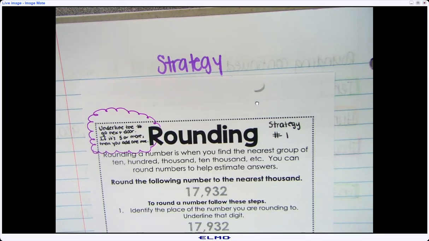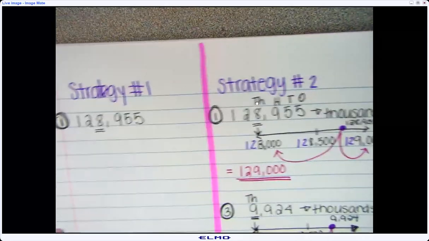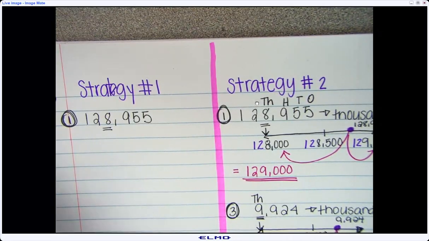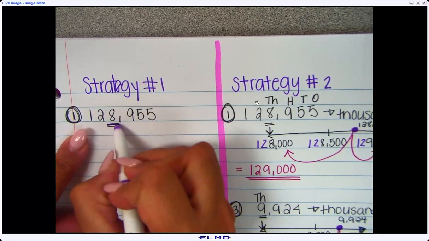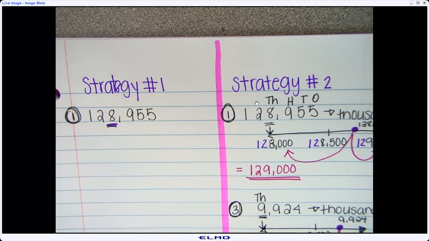Underline the number, go next door. If the neighbor's 5 or more, then you add 1 more. Okay, so now let's apply that. All right, so the first step is underline the number. Oh, they already did that for us, so that's like a freebie.